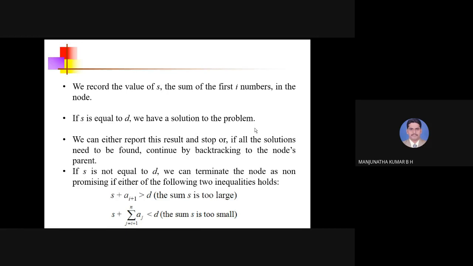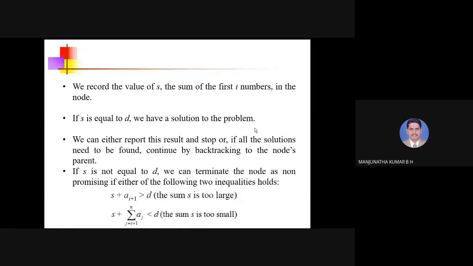If s is equal to d, then it is marked as a solution. We can either report this result and stop, or we can search for another solution. If s is not equal to d, we can terminate the node as not promising if either of these two conditions holds. What are the two conditions here? s is my current sum, and if I add the next number to that sum and the total is greater than d, there is no use of continuing that path.